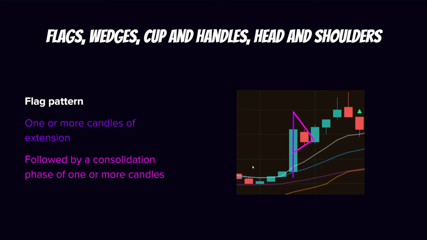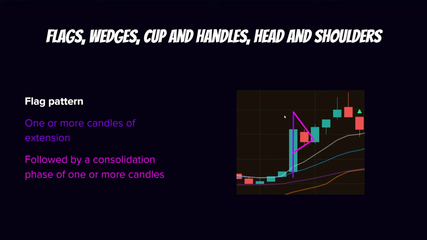The easiest and most common that I can think about is the flag pattern, which is basically highlighted in here in these two colors, this purple and magenta lines. Basically we have a pole that's an extension of one or more candles. This is one, but they could be many candles, one after the other, that extends the price over, for example, the EMAs in this case, or anywhere over where it was trading in the previous candles.